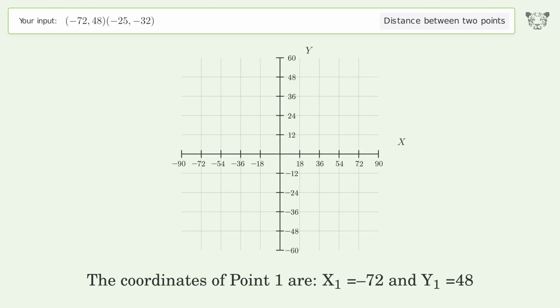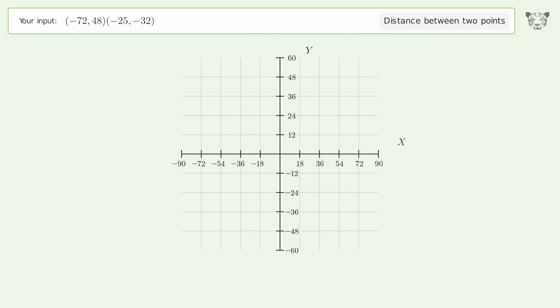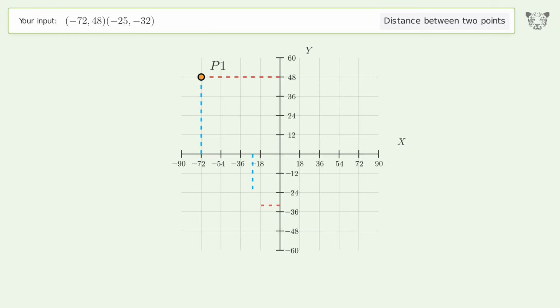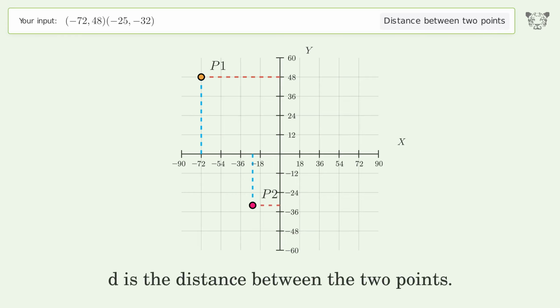The coordinates of point 1 are x1 equals -72 and y1 equals 48. The coordinates of point 2 are x2 equals -25 and y2 equals -32. D is the distance between the 2 points.